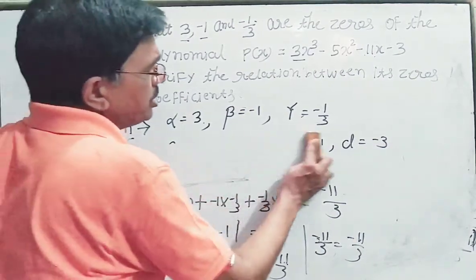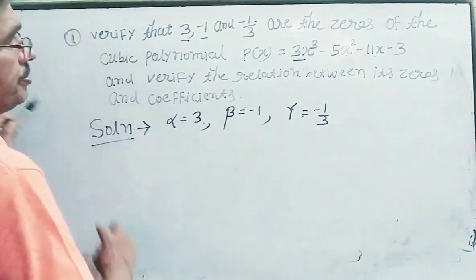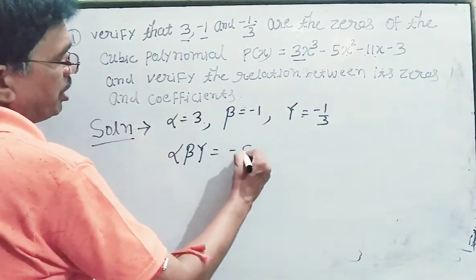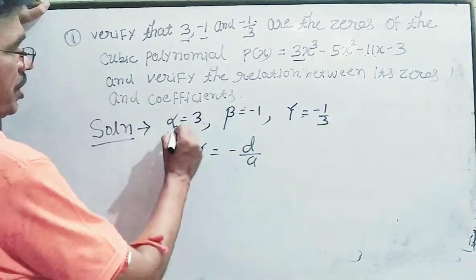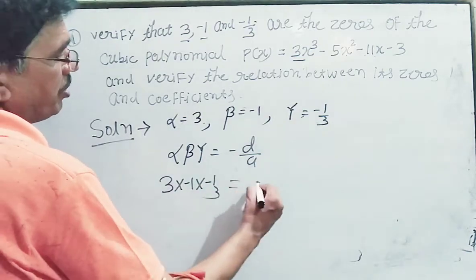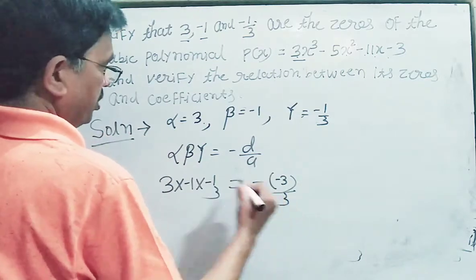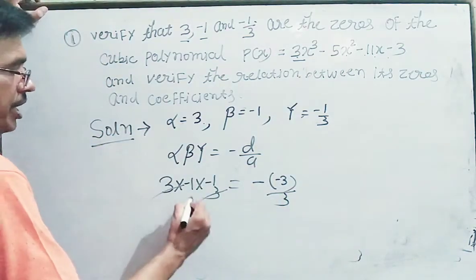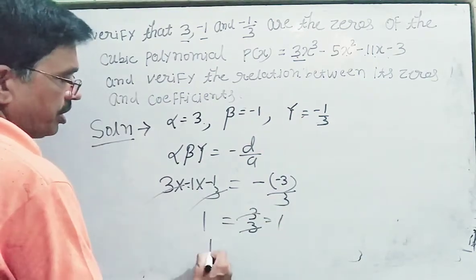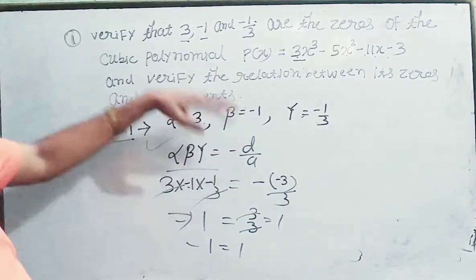And the last relation is alpha into beta into gamma is equal to minus D by A. Alpha is 3, minus 1 and minus 1 by 3. Minus D. D is minus 3 and A is 3. What you get? 3 cancel, that is minus 1 into minus 1, and it is also 3 by 3, that is 1. Then 1 is equal to 1, so it is clear alpha into beta into gamma is equal to minus D by A.